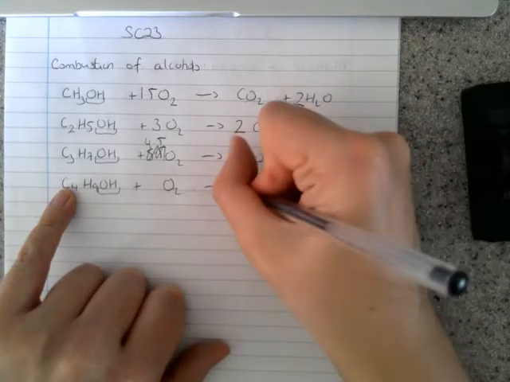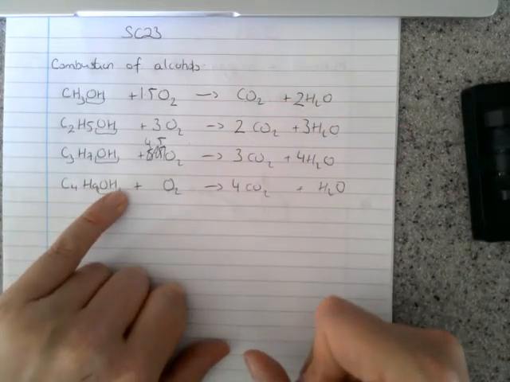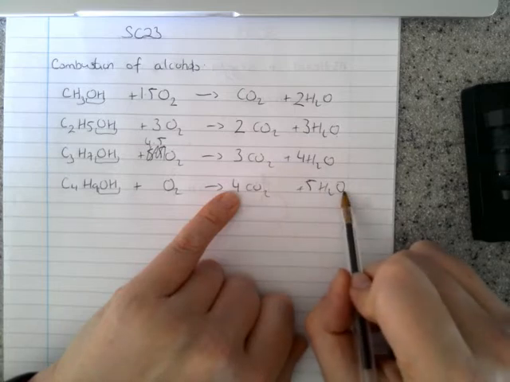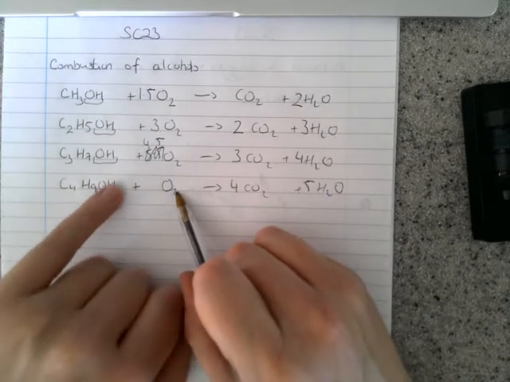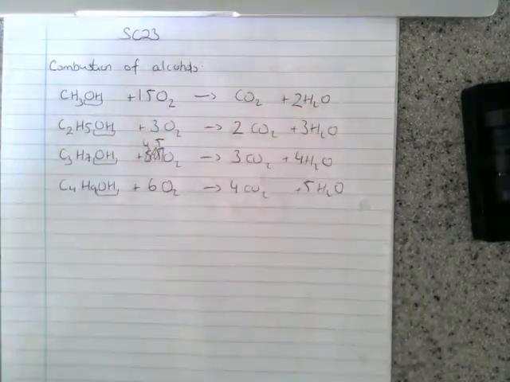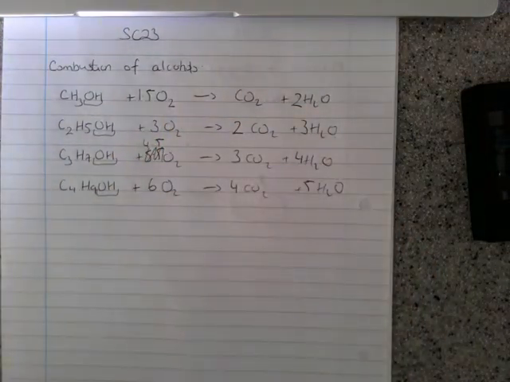4 carbons on the left, I need 4 on the right. 9 and 1, 10 hydrogens, so I need a 5 there. 4 2s are 8. 8 and 5 is 13. I need 13 oxygens on the left. I've got 1 here, so I need this to be 12. It's going to be a 6O2. So you could be asked to write and balance one of those equations.